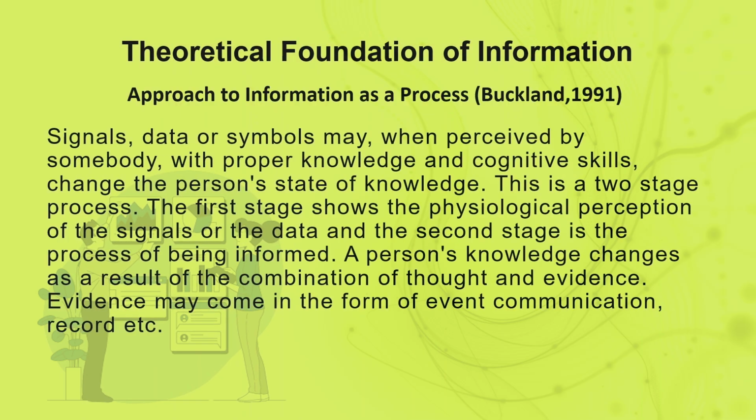Signals, data or symbols may, when perceived by somebody with proper knowledge and cognitive skill, change the person's state of knowledge. This is a two-stage process. The first stage is the physiological perception of the signals or the data, and the second stage is the process of being informed as a result of the combination of thought and evidence. Evidence may come in the form of event communication, records, etc.